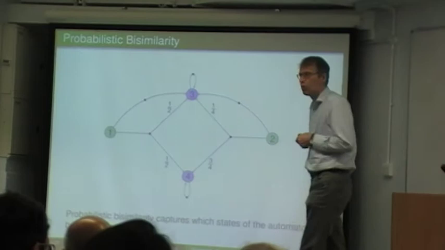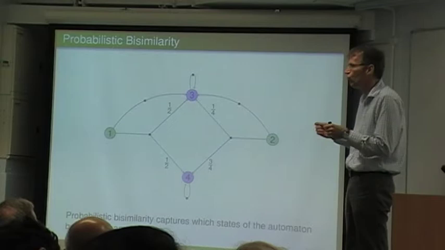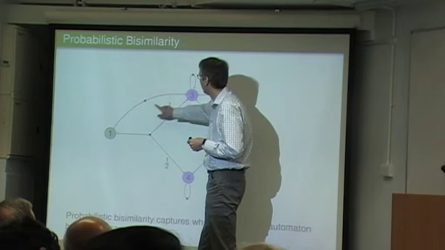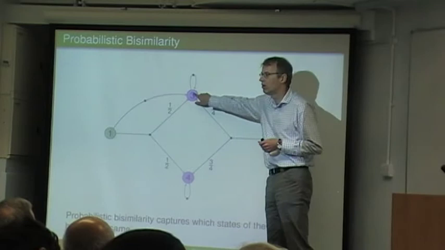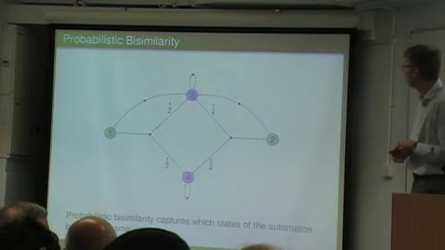Now let's compare 1 and 2. Here we have different choices of non-determinism. You can choose one transition or the other. For example, if this state makes this transition over here, you can mimic it by taking this transition over here, and it goes to the same state. Now when we come to the other one, we have this transition over here, and you wonder, can we match it by this one over here?